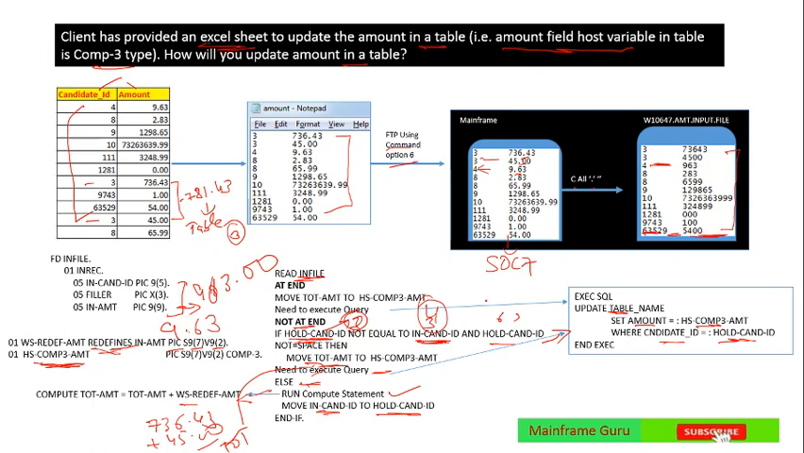Then it will continue reading records, and at the end it will move the last candidate ID's total amount to the host COMP-3 amount and execute the same query, and our amount will be updated successfully in the table for all candidate IDs.